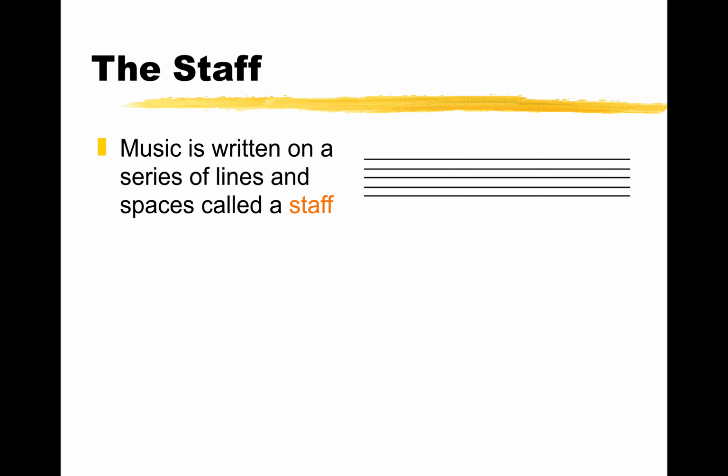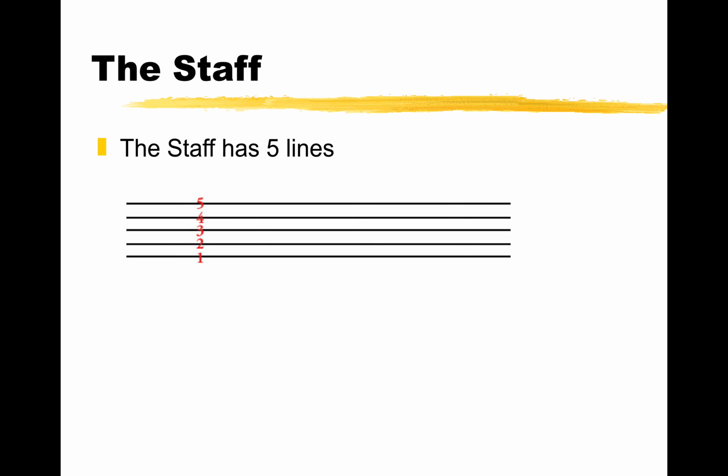First, music is written on a series of lines and spaces called a staff. So this would be the staff. It's just the lines and spaces. The staff has 5 lines, which we count from the bottom: 1, 2, 3, 4, 5. In between the lines are spaces, and that's what they're called, spaces. There's 4 of them: 1, 2, 3, 4. We always count from the bottom.